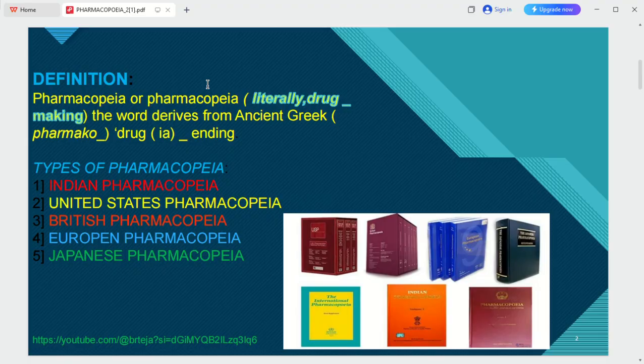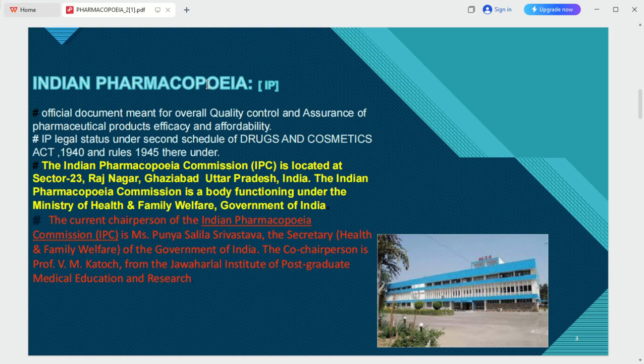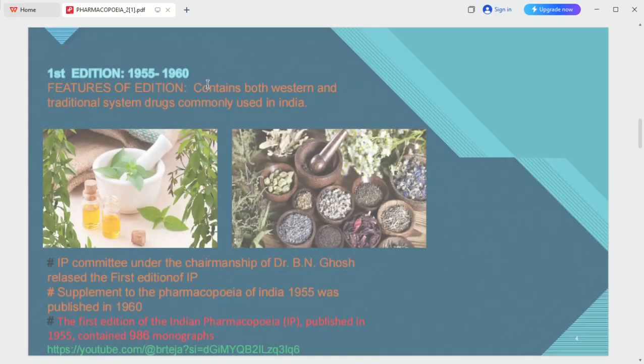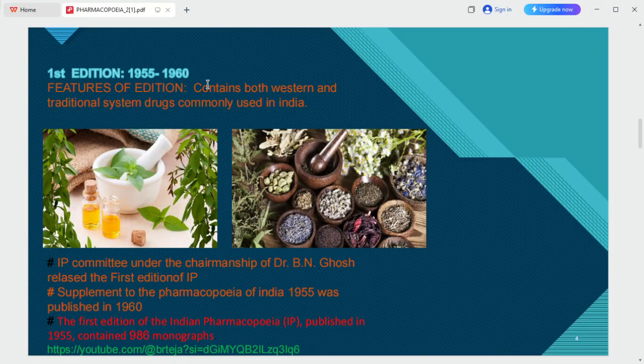So you can revise: what is the pharmacopoeia, what is the use of pharmacopoeia, the definition of pharmacopoeia, types of pharmacopoeias, and Indian Pharmacopoeia located in Ghaziabad, Uttar Pradesh in India. Which ministry? MOHFW. Okay, who is the current chairperson of IPC? The chairperson is Ms. Punya Salila Srivastava. Co-chairperson is Professor V.M. Katoch.